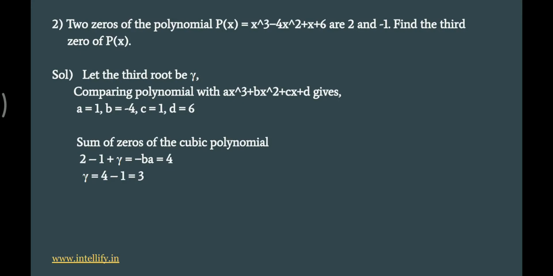In this format we can know alpha plus beta plus gamma equal to minus b by a. So 2 minus 1 plus gamma equal to minus b by a, which is equal to 4, where gamma equal to 4 minus 1, which is equal to 3. So we got another zero. In this format we can find the zeros of the polynomials by using the coefficients of the polynomials. It is a relationship between the coefficients and the zeros of the polynomials. And thank you.